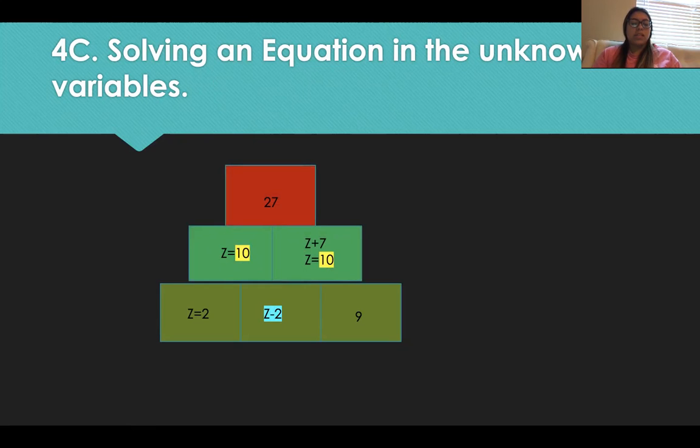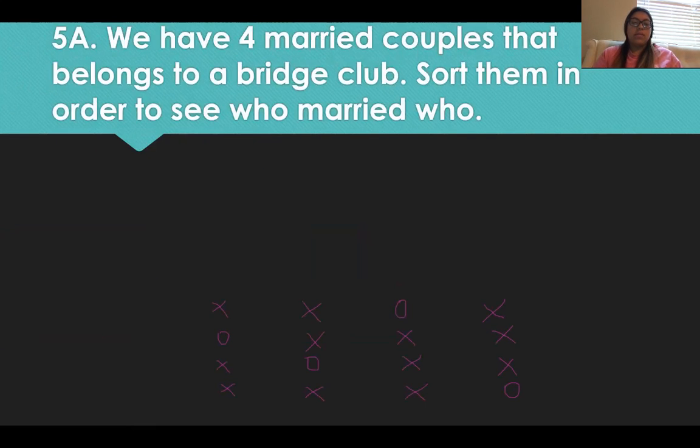2z plus 7 equals 27. Subtract 7 from both sides and get 2z equals 20. We divide by 2 and get z equaling 10. So that's how we know that one.